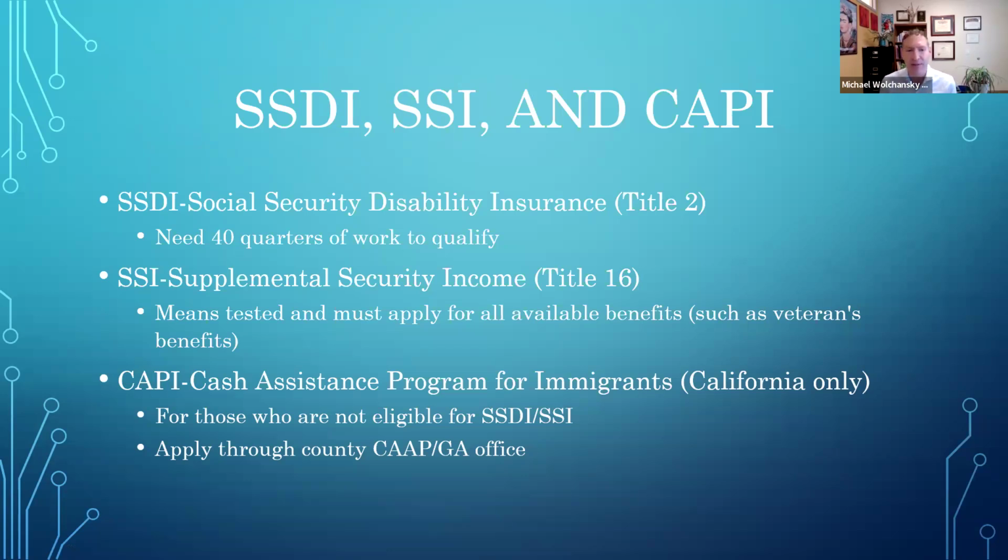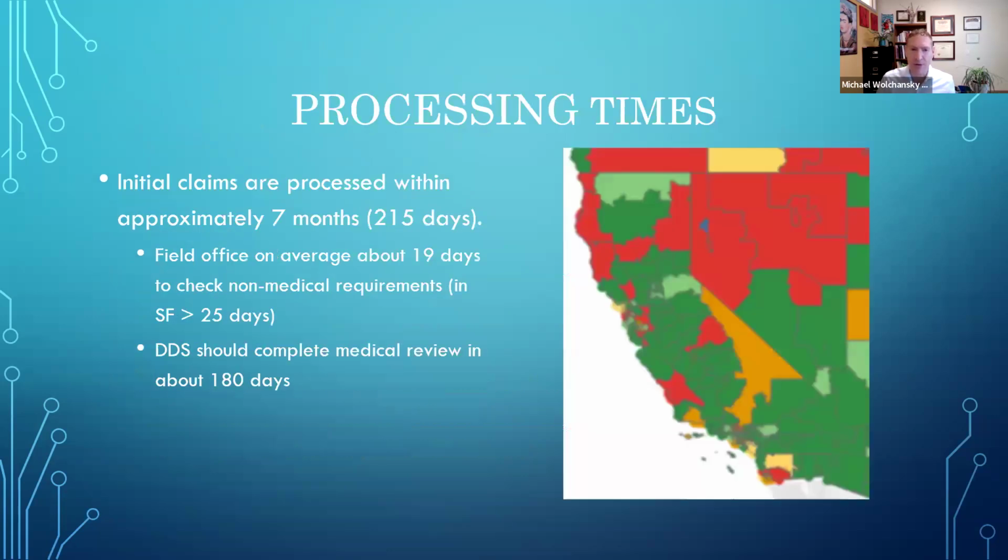The next program is Supplemental Security Income, commonly referred to as Title 16. This is a means-tested benefit provided by Social Security, and you've got to apply for all other benefits to be able to access this benefit, such as veterans benefits. And finally, CAPI, Cash Assistance Program for Immigrants. This is a program unique to California, and that is for people who don't qualify for SSI or SSDI. And you have to apply through your local office.